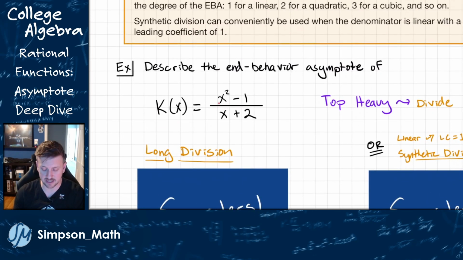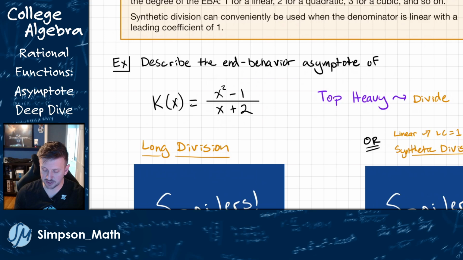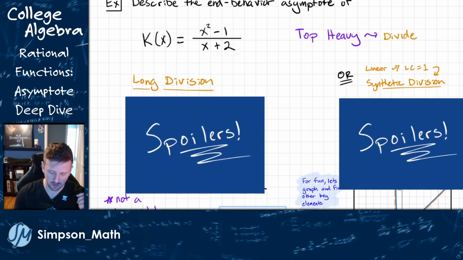Capital K of x is x squared minus 1 over x plus 2. Big brain here, you might want to check just to see if there's anything reduced. Nothing does. But that's more for vertical asymptotes and holes, but still, just be mindful of that. All right. So since it's top heavy, the way we go about doing this is division. There's no cutesy way of remembering it. You just got to do the division. So let's do the division.